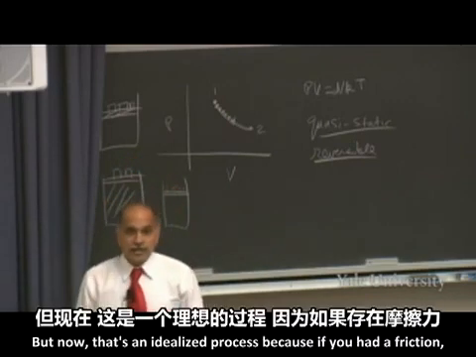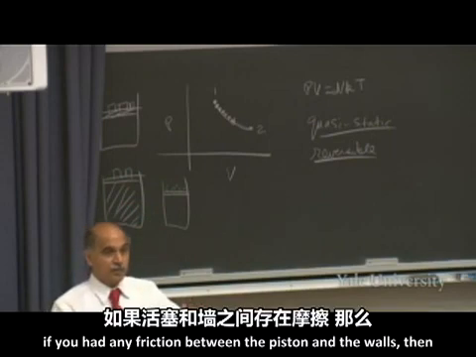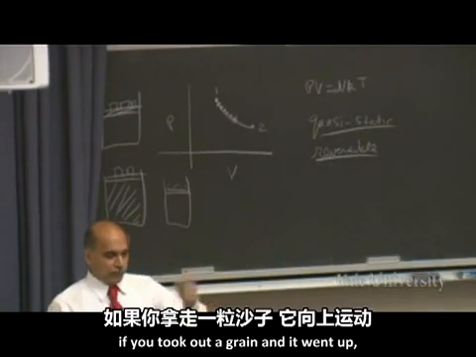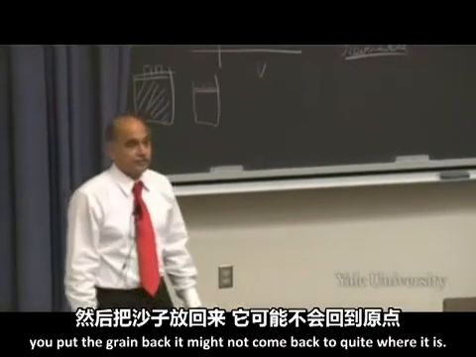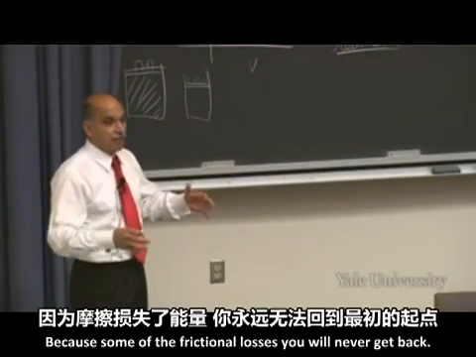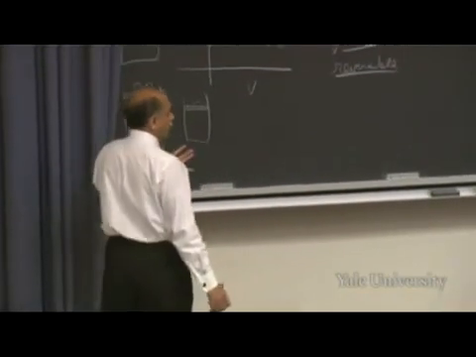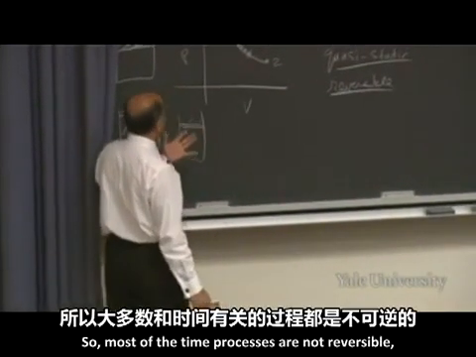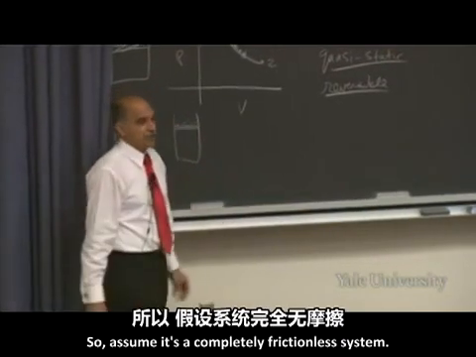But now, that's an idealized process, because if you had any friction between the piston and the walls, then if you took out a grain and it went up, you put the grain back, it may not come back to quite where it is. Because some of the frictional losses you will never get back. You cannot put the Humpty Dumpty back. So most of the time, processes are not reversible, even if you do them slowly if there is friction. So it's assumed it's a completely frictionless system.